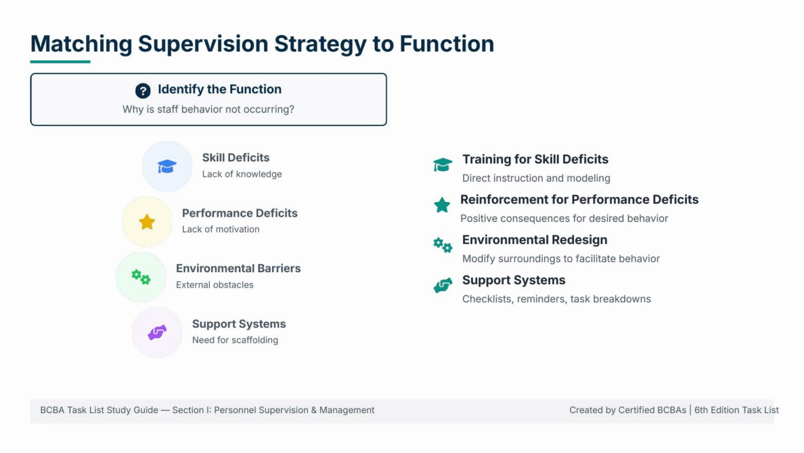Once the function is identified, the supervision strategy must match it. Skill deficits require training and modeling. Performance deficits require reinforcement. Environmental barriers require system changes or support tools like checklists and reminders.